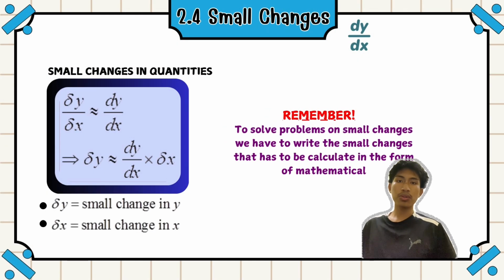Next topic is small change. Small change can be determined as dy approximately equal to dy over dx multiplied by dx, where dy is the small change in y, while dx is the small change in x. So this result can be used to find the small change in y, dy, provided that dx is small. The smaller the value of dx, the more accurate the approximation. So you need to remember, to solve problems on small change, we have to write the small change that has to be calculated in the form of mathematical notation.